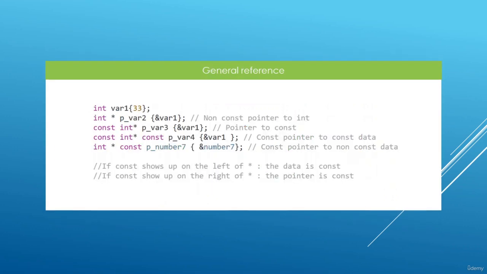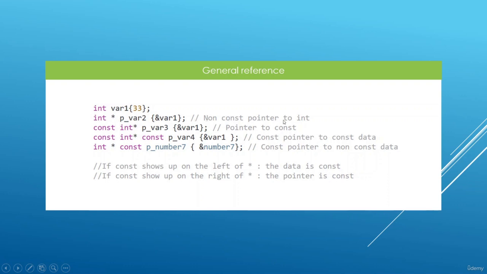Here is a simple reference that I put together to help you keep these things straight in your mind. Here we have a variable. It is an integer. It's called var1. Inside we have a 33. We can have a non-const pointer to int. And this is what pvar2 here is. We can go through this pointer to change the value pointed to, and we can make this pointer point somewhere else.